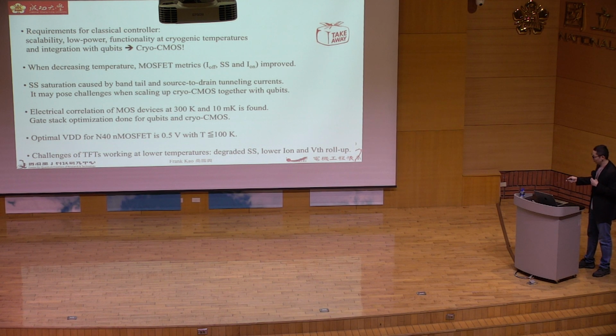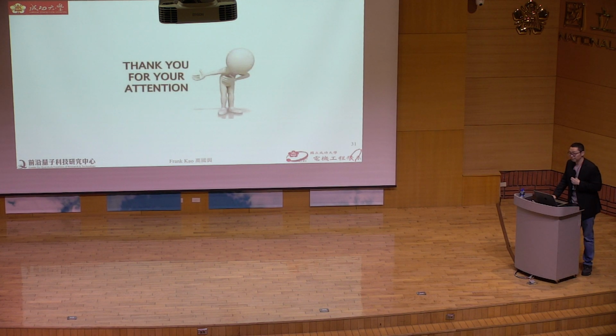Correlation of electrical properties of MOS devices at 300K and milli-K has been demonstrated. So we optimize our device like that. And the best optimum VDD for TSMC N40 MOSFET is about 0.5 volt, but the device must be operated below 100K. The challenge for thin film transistors working at low temperature is that they show degraded swing, lower current, and increased threshold voltage. Thank you very much.